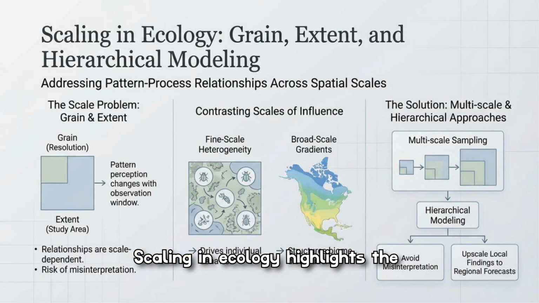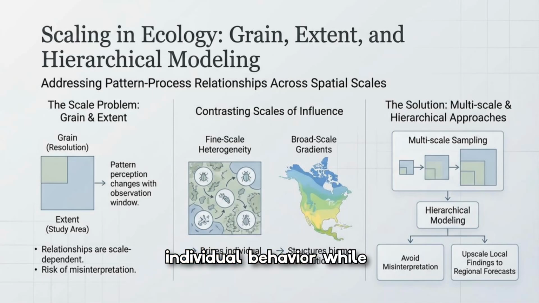Scaling in ecology highlights the grain and extent problem. Pattern perception changes with resolution and study area. Fine-scale heterogeneity drives individual behavior, while broad-scale gradients structure biomes. So multi-scale sampling and hierarchical modeling are necessary to avoid misinterpretation and responsibly upscale local findings.